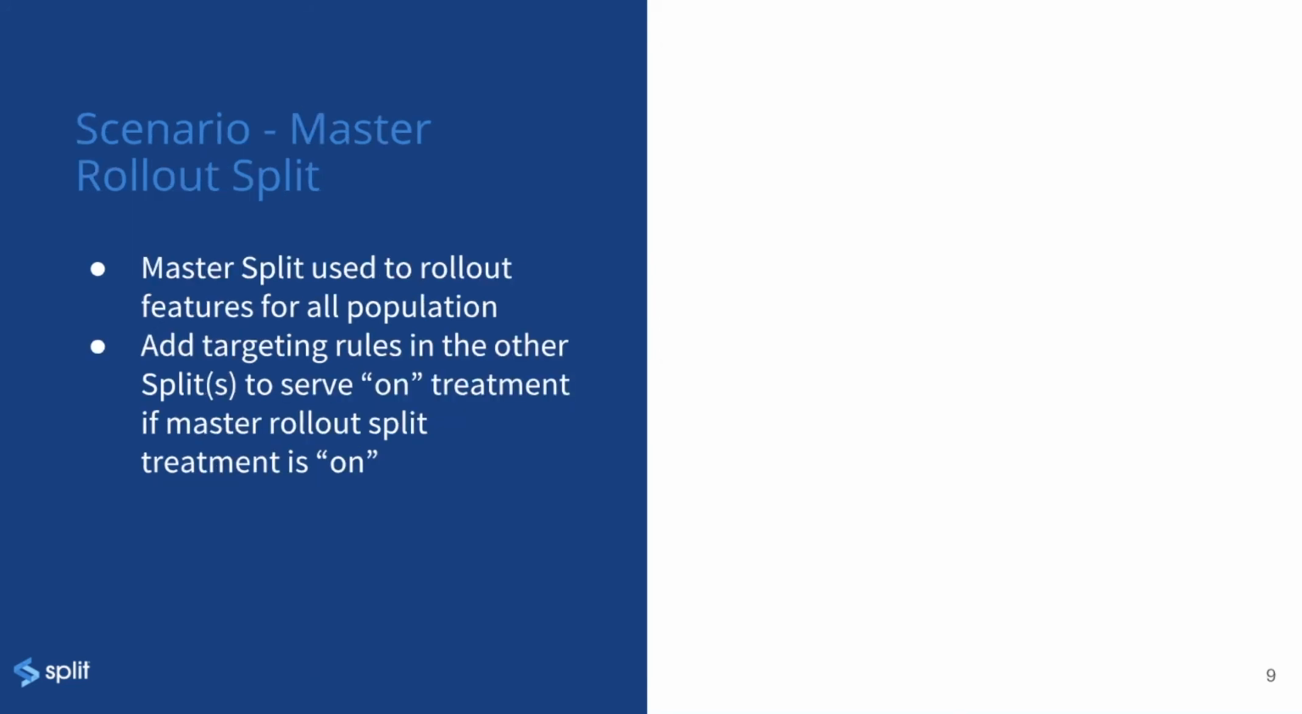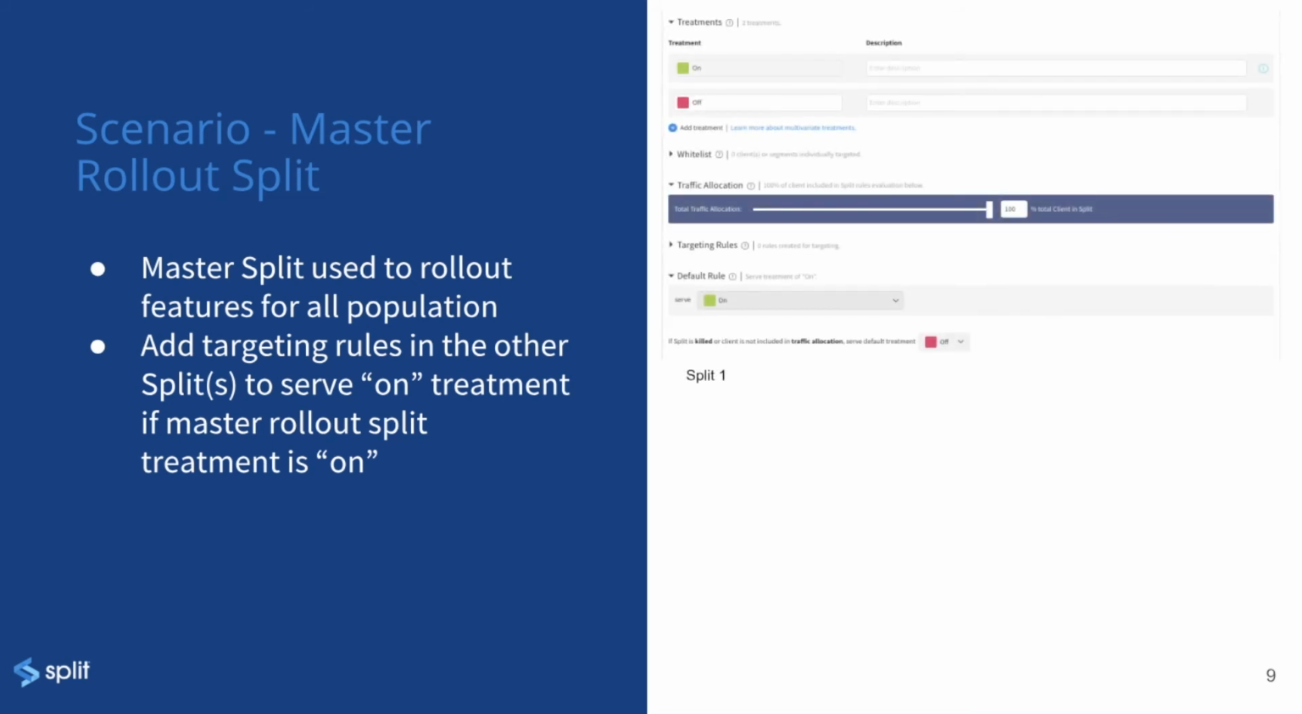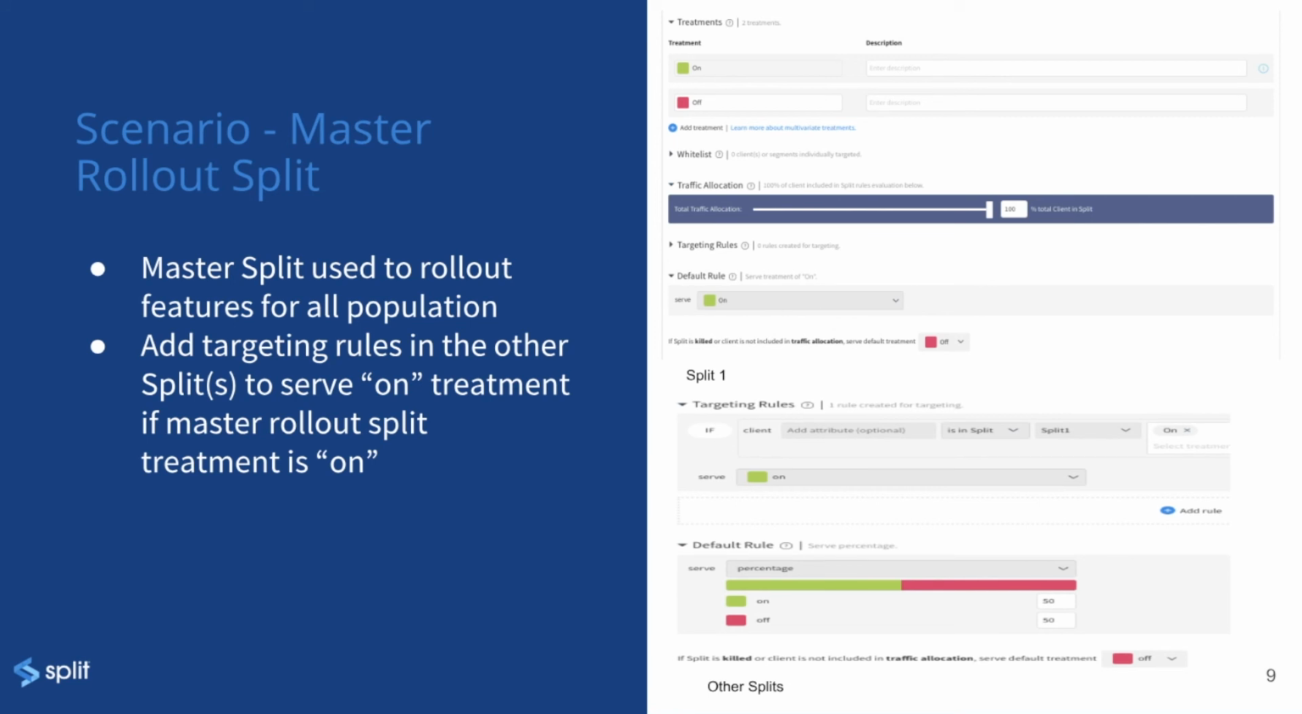The last scenario is the master rollout split. This is not exactly an experiment. It's an easy way of rolling out a feature to all your base customers. So we have a master split that by default should be set to off in the beginning. And then we have a lot of other splits that have a dependency on that master rollout split.